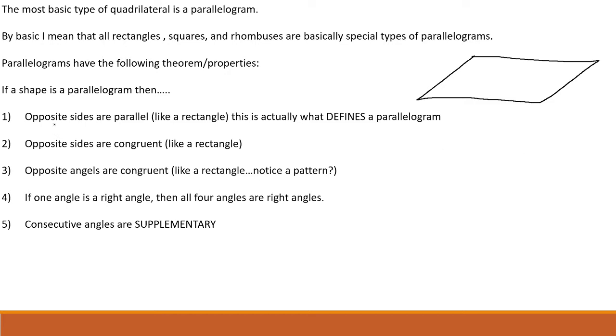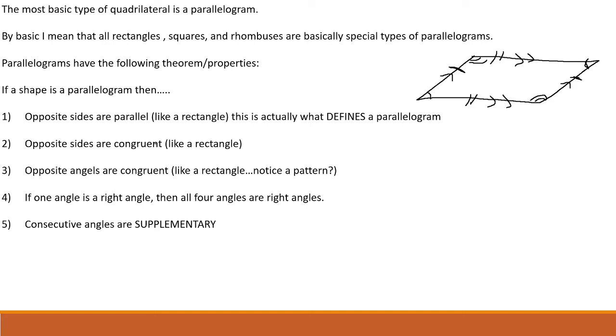So these are the properties of a parallelogram. I'm going to diagram them out here. Opposite sides are parallel. That means that these two lines are parallel, they will never intersect, and these two lines are parallel, they will never intersect. Opposite sides are congruent. So this length and this length are the same, and this length and this length are the same. Opposite angles are congruent. I should say angles, not angels. That means that this angle here and this angle here are congruent, and this angle here and this angle here are congruent.